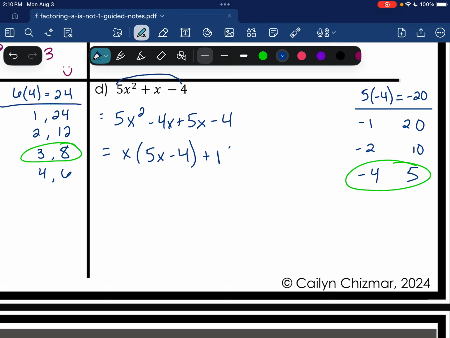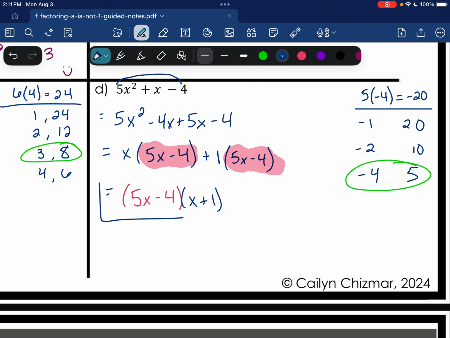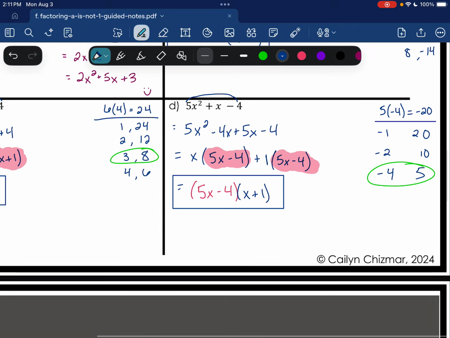Maybe it's helpful the first couple times if you put a placeholder 1 here to help you out, to see that here we still have this factor of 5x minus 4 that we're going to factor out to the beginning. So that's going to look like 5x minus 4, and then we'll have x plus 1. And that's why I put that plus 1, to make sure that I still had a binomial after I factored that out as a little placeholder.